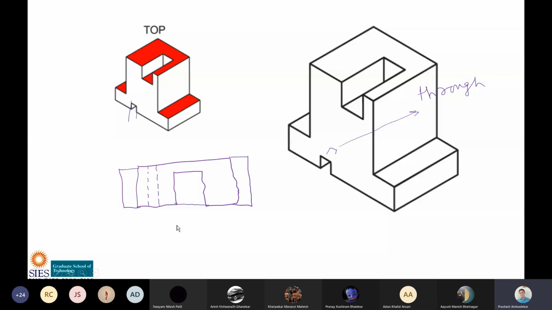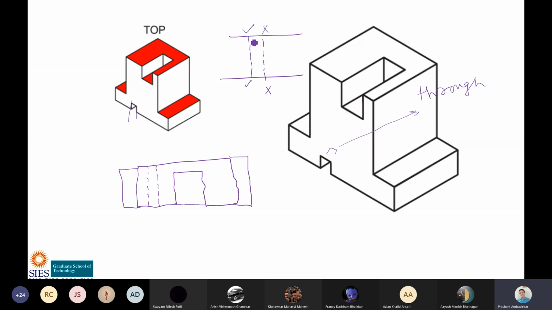Now, while drawing a dotted line, there is something you have to take care of. If you want to draw a good drawing, this is very important. Even if you draw it wrong it will pass, but if you want to draw it correctly, listen carefully. Your dotted line should start from here. This is correct. This is not correct. This is correct.